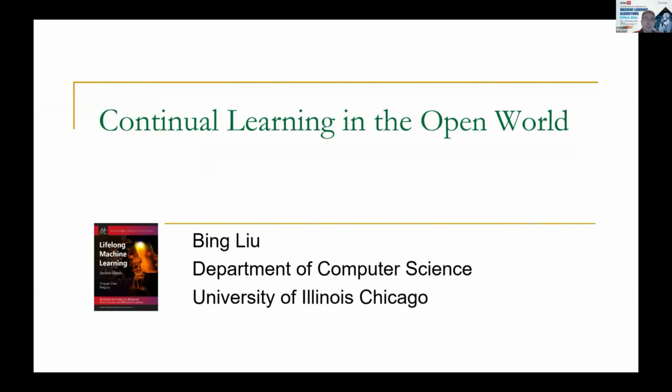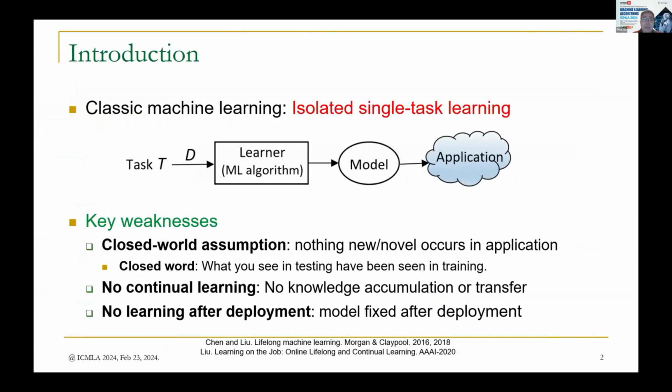Thank you very much for the invitation, and it's a great pleasure to give this talk. My talk is going to be about continual learning in the open world. Sometimes continual learning is also called lifelong learning. In the traditional learning paradigm, we normally do what is called isolated single task learning. We are given a task and a data set, and then we get a learning algorithm, and the learning algorithm produces a model, and the model goes to application.